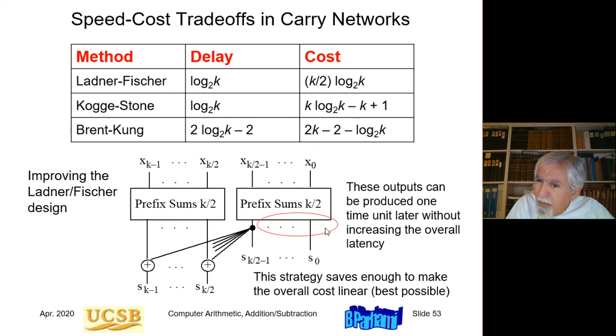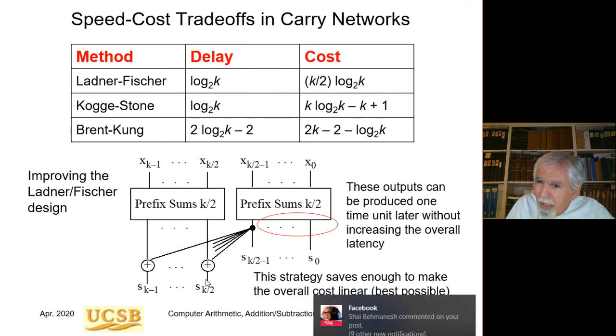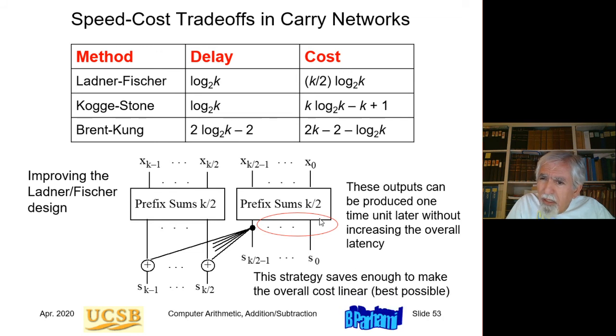If you produce those a little bit later, okay, it doesn't matter. 1 unit later, it doesn't matter because by the time these signals are obtained, these are also derived. So that extra flexibility in generating these signals a bit later allows me to simplify the circuit just enough so that the overall cost goes to linear cost. But still, the fan-out problem is still there, so I won't dwell on this change, simplification.